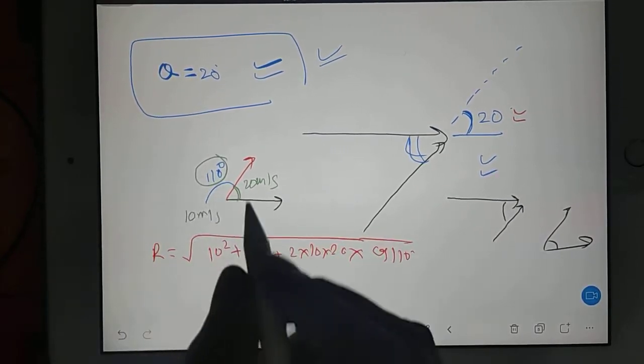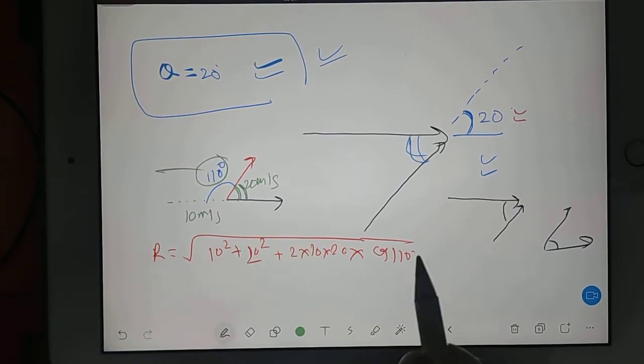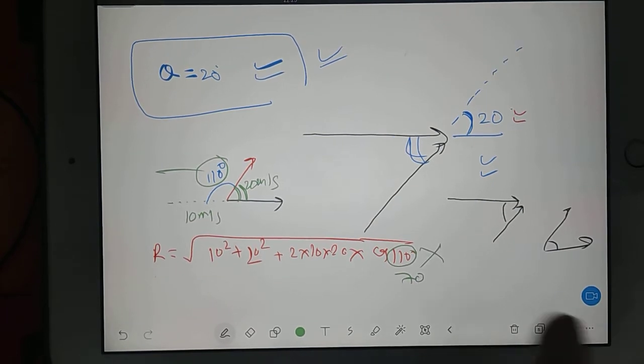So out of 110, I mean 110 is not your right angle because this vector was here, right? So the remaining is 70 degrees. So here you should put 70. Then only your answer will come correct. Otherwise your answer will come wrong. I hope it's clear now.